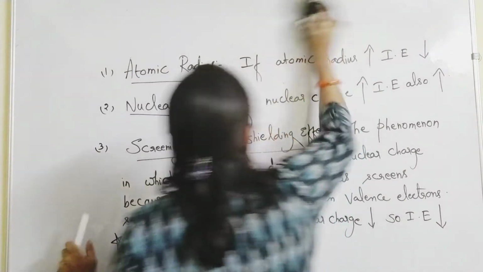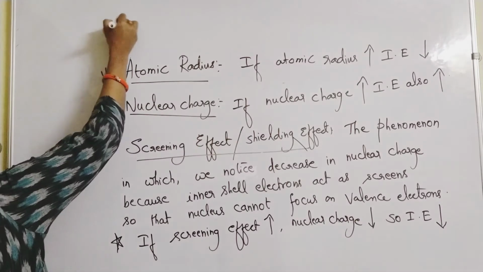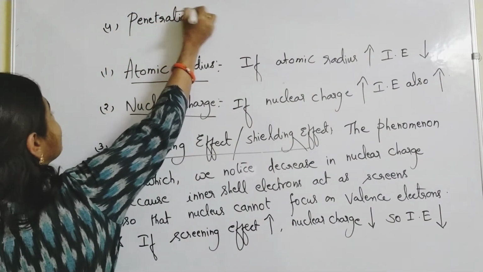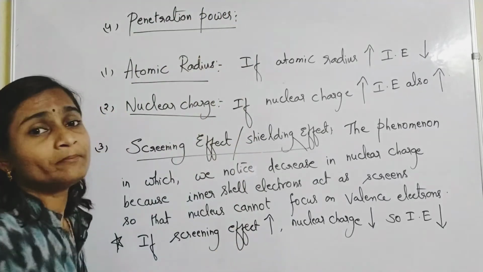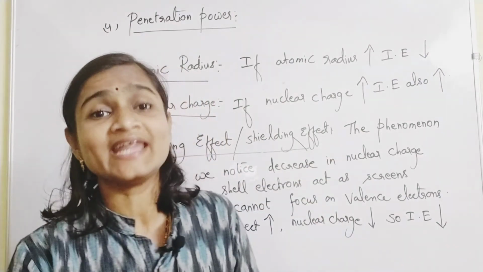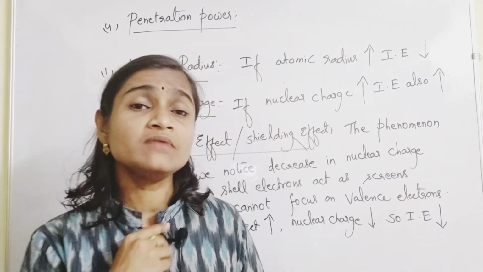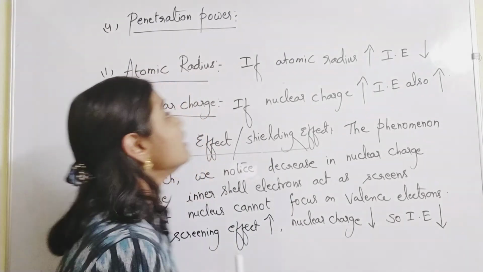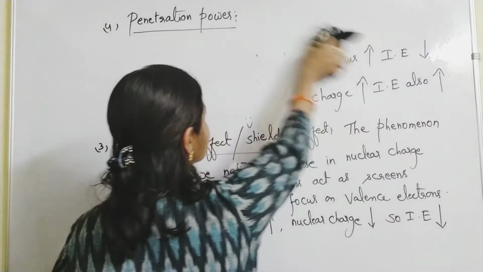The fourth factor is penetration power. So what is penetration power? Penetration means what? Going deep into something. You call it penetrate. To penetrate means going deep into something, here going deep into an atom. Here you all have learnt about orbitals, or subshells.